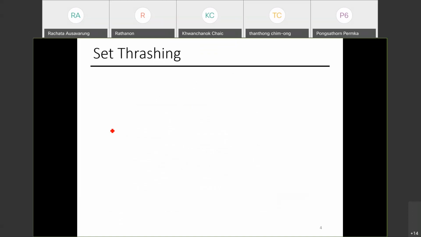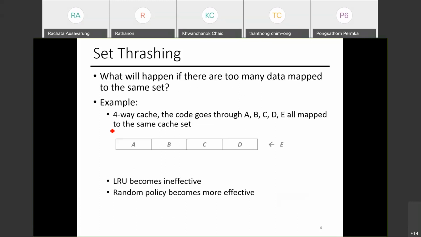The second thing that I want you to know is there's a problem called set thrashing, and this is a problem that can happen in your program. When you write a program and you want to squeeze out performance, this can happen. Basically, you have a four-way cache, you have A, B, C, D, and E as an access pattern. You loop over 5 elements. Each element belongs to the same cache set, but you have a four-way cache. So what happens here is E comes in and replaces A. A goes out, and this is E.